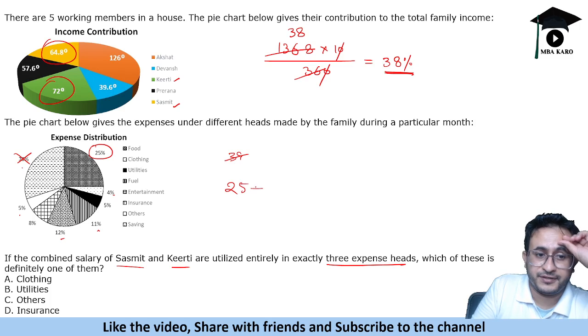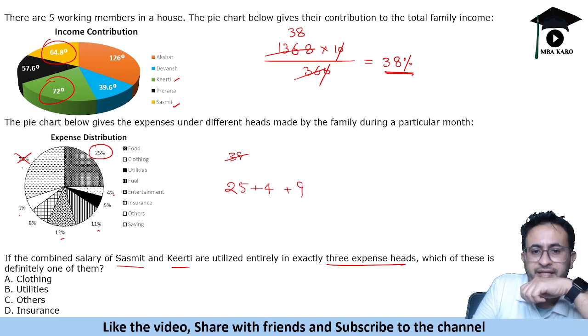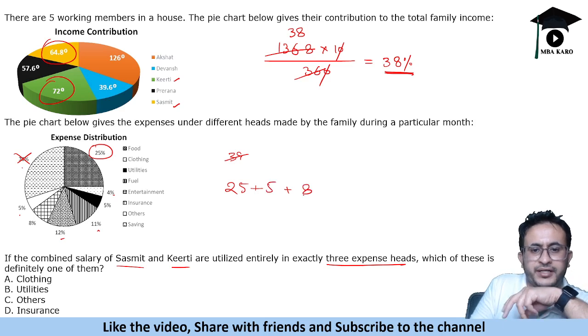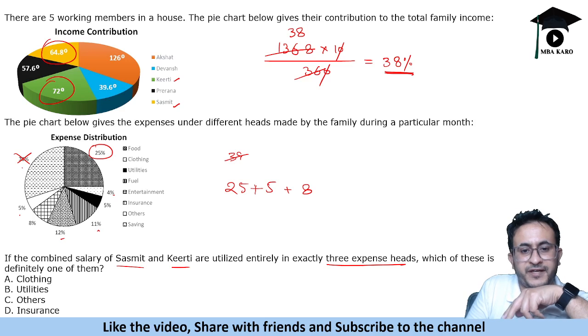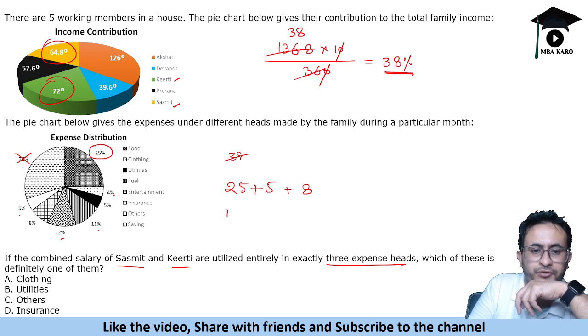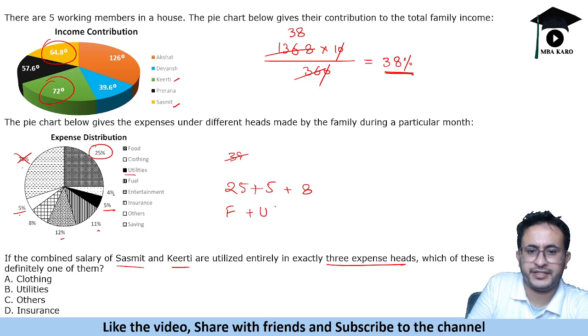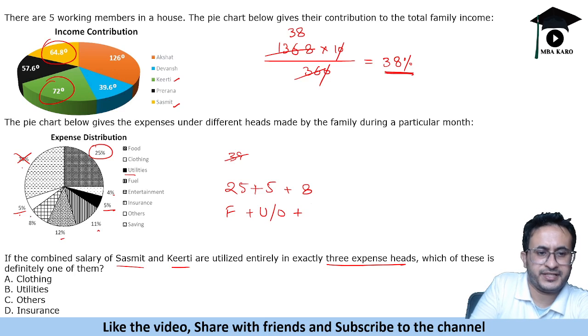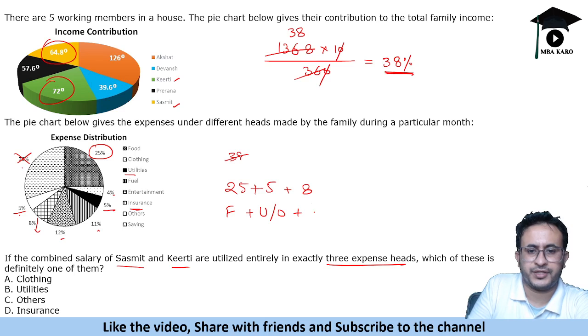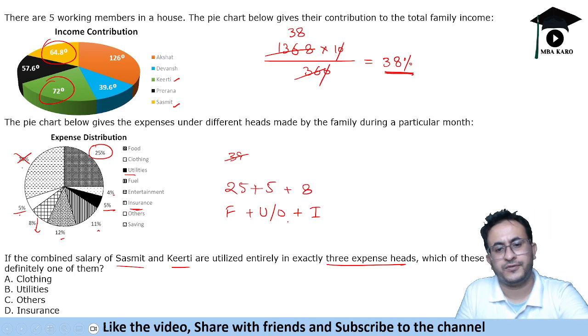So 25, if you take 4, you have to make 9, which is not possible. Right, 9 is none of the values. If you take the next value, that is 5, you have to take 8. So 25 plus 5 plus 8. So 25 is food. 5 we have 2 categories. One is utilities and another 5 is others. So we have utilities or others, and 8% is this one, which is insurance. So it is insurance.